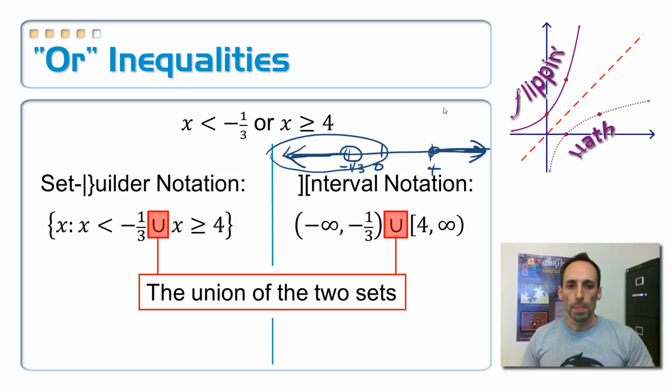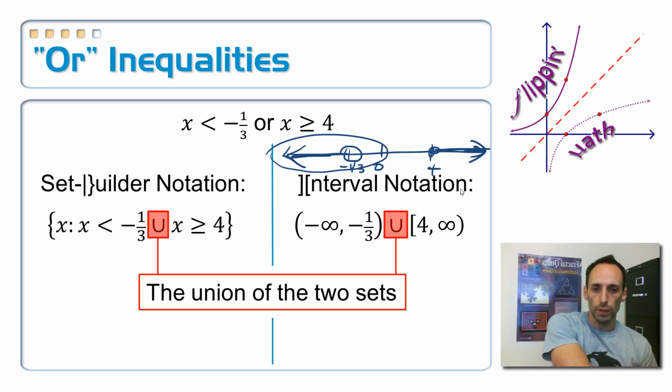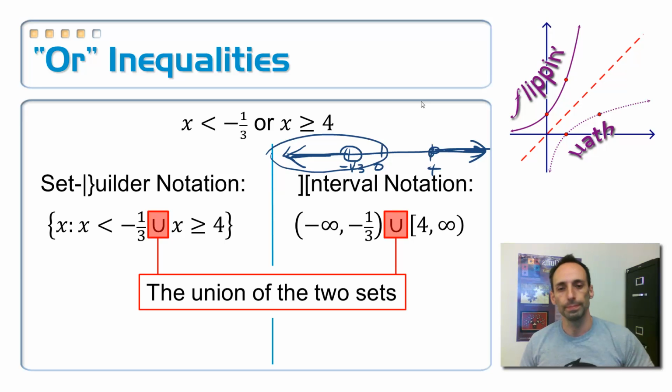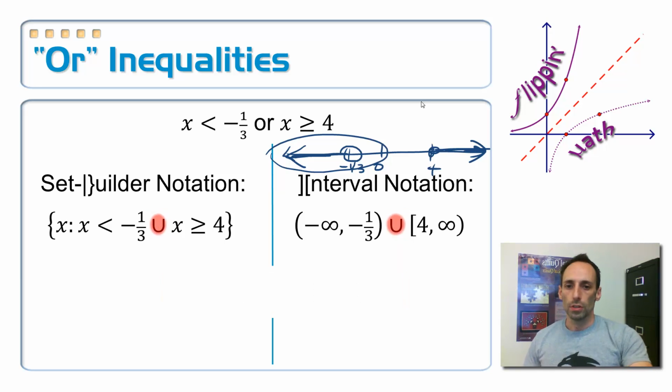U for union. And then I go to the 4, left to right. It gets a bracket because it's equal to, all the way to positive infinity. Never a bracket. See? Very, very simple. Let's apply that to finish this off.